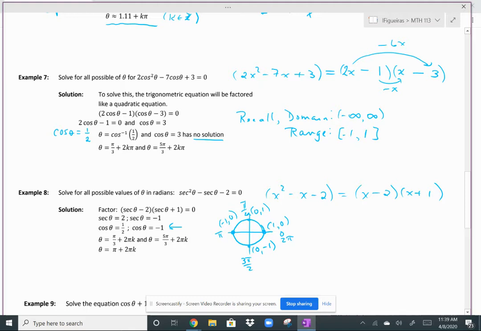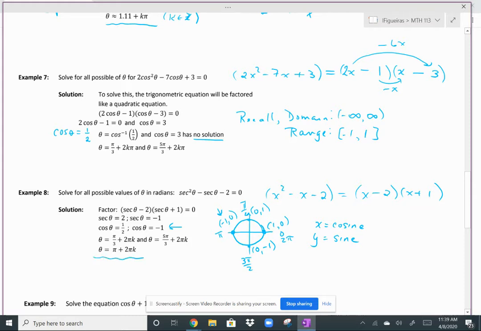Okay? So the x value is the cosine value, and the y value is the sine value. So where is the x value equal to -1? That's right here, and that has a value of pi.